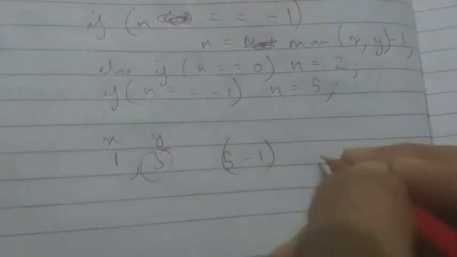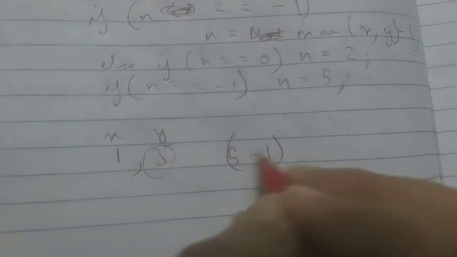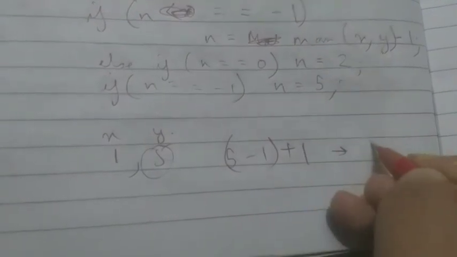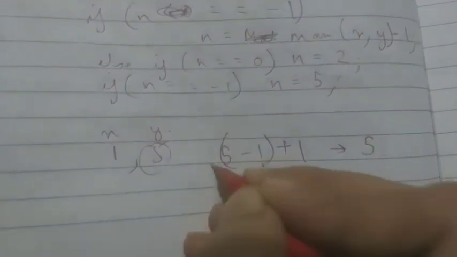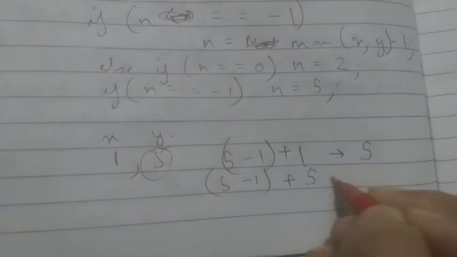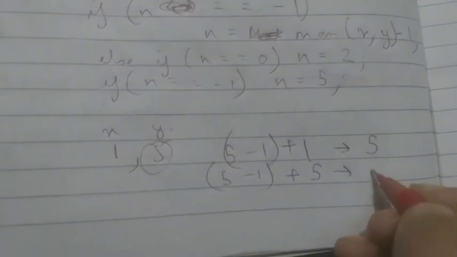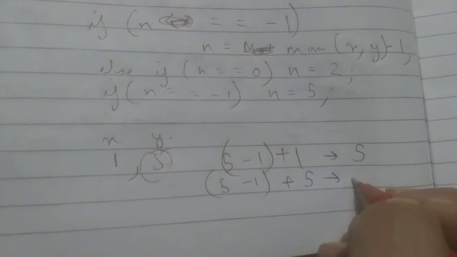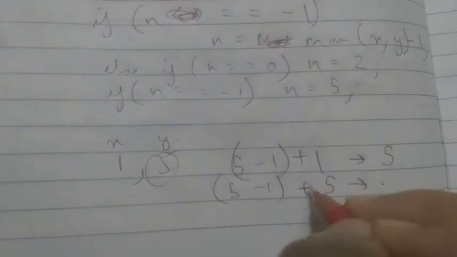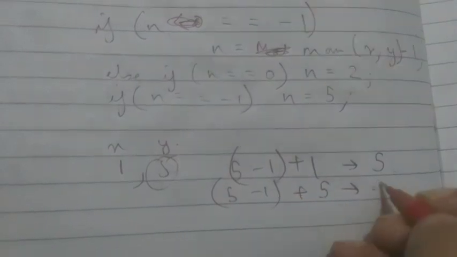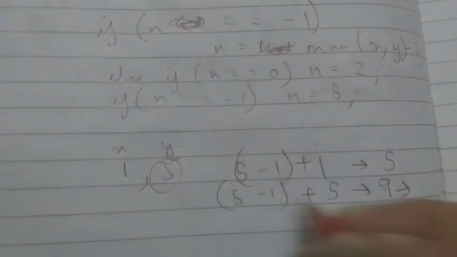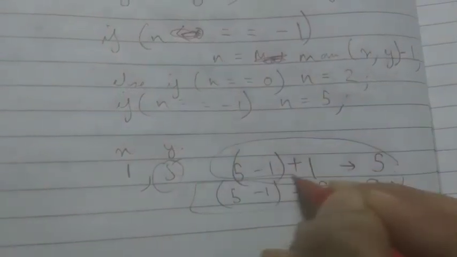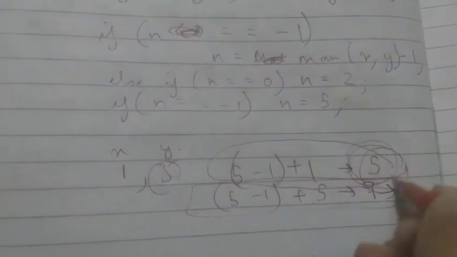So 5 minus 1 is the answer, because 5 minus 1 plus 1 is divisible by 5, and 5 minus 1 plus 5 is actually 5 plus 5 minus 1, that is 9. Any number is divisible by 1. So we don't need to check this, we just need to check that we have to make this equal to this number.